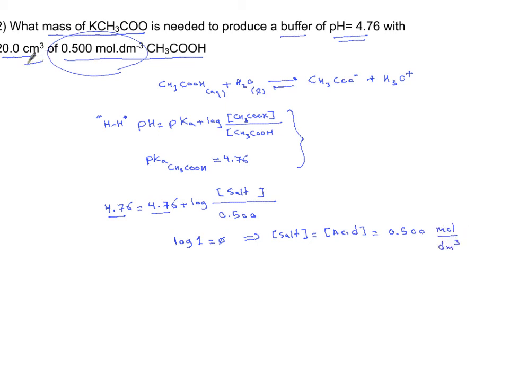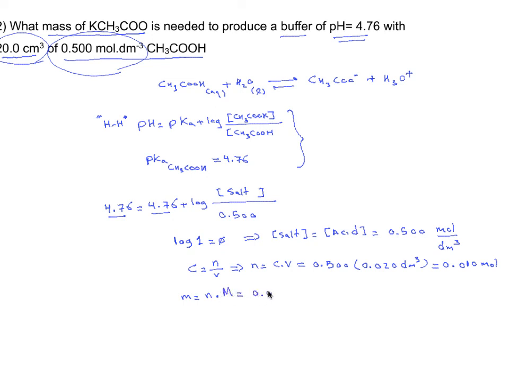We also have the volume of the acid or the solution, and you know that concentration is moles over volume. So we can find moles, which is concentration times volume. So moles of the salt is 0.500 times the volume converted to decimeter cubed. So it's 0.020 decimeter cubed. When you do this, you simply get 0.010 mole. Now to find mass, you need to multiply moles by molar mass.